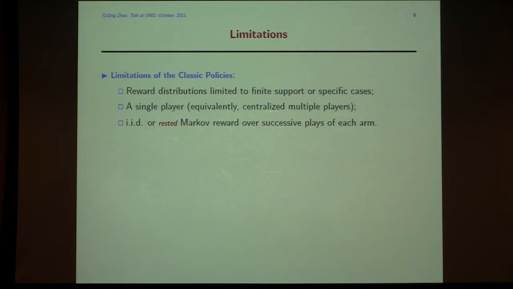If you have multiple players, but they all work together, they share each other's observation, and then they decide jointly who should play which arm, then that's the same problem as a single player problem. And also in terms of the reward, it's either i.i.d. reward over successive plays, so the system has no memory, or it's a so-called rested Markov reward, which means when you play that arm successively, the reward transitions according to a Markov chain with unknown transition probability.